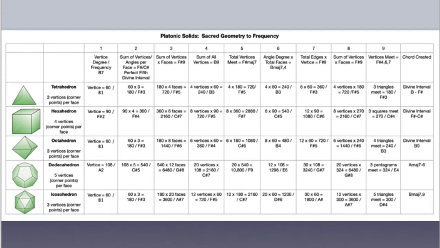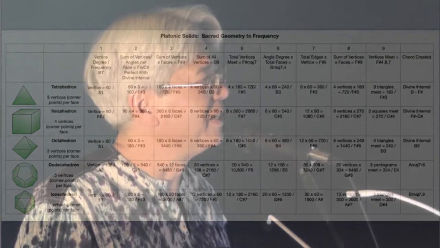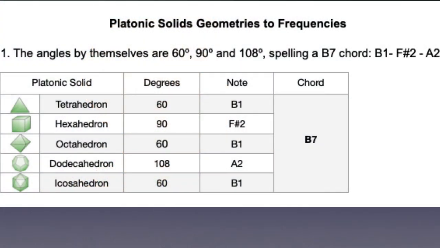And just so that you know, there is some mathematics and there's some method to this madness that you'll be listening to. And this is one example here. The way that I take the 60 degrees, remember the angle of the tetrahedron is 60 degrees, and that's a B. And then the hexahedron, 90 degrees, and that's an F sharp. And then we have the dodecahedron, that's at 108, and that's an A. And when you put those three notes together, you get what's called a B7 chord. And if anybody plays guitar, that's a fairly common harmony or chord that you play with, like in the E major scale.